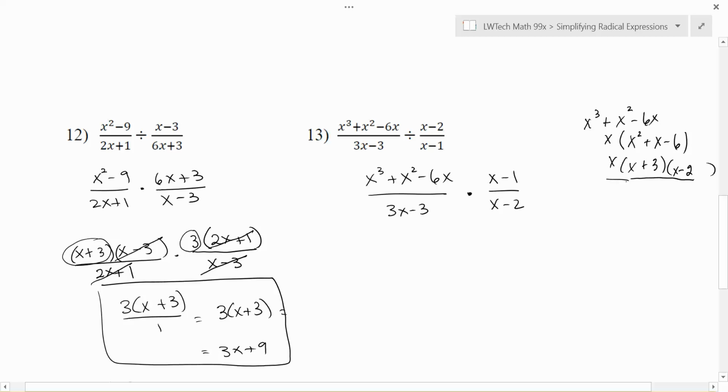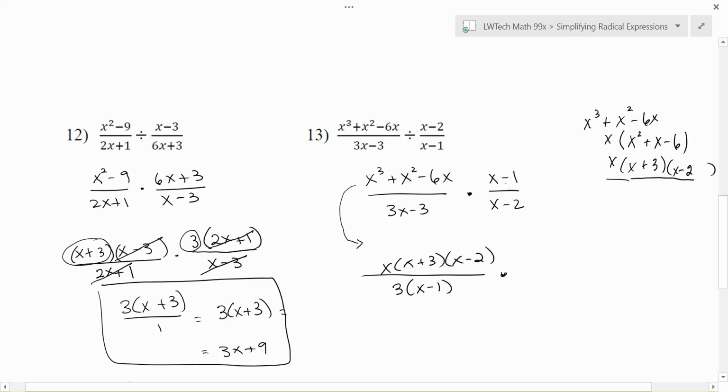So I want to rewrite that whole top expression there. X cubed plus x squared minus 6x is now going to become x times x plus 3 times x minus 2 on the top. On the bottom, I have 3x minus 3. No squared terms, so I don't have to do any of that two-parentheses factoring, but there is a greatest common factor of 3 I can pull out, which will leave me with 3 times x minus 1.